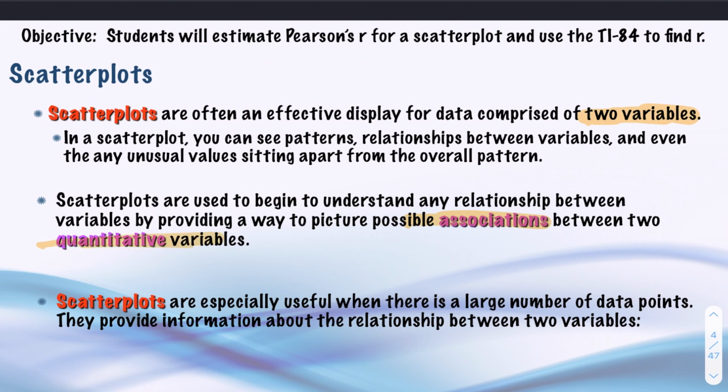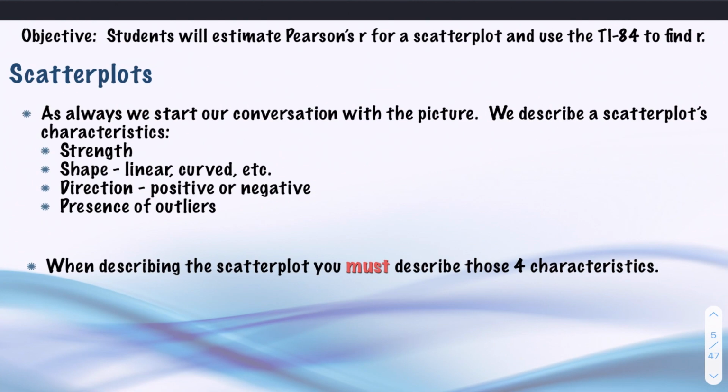Note that we're saying quantitative variables. This is not for categorical, which is why we make that emphasis at the beginning of the year. Do you know whether it is a quantitative or categorical variable? And then lastly, scatter plots are especially useful when there is a large number of data points because they provide information about the relationship between the two variables. We can start to see the pattern, which is why when we are dealing with scatter plots, it is always important that we draw a picture and visualize or use some sort of technology to visualize this data.